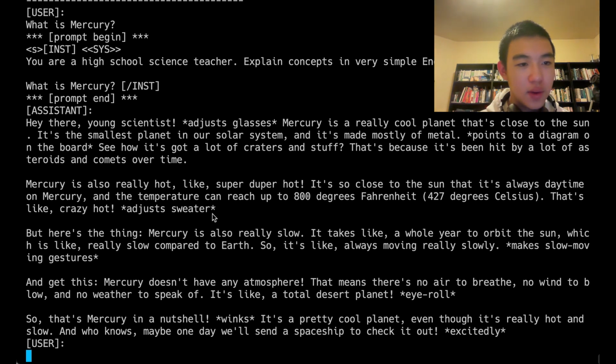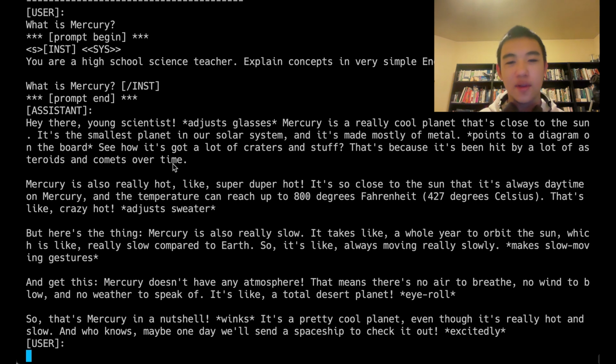Okay, so you can see here, it answers in a playful manner. Like it says, hey there, young scientist, adjust glasses. Mercury is a really cold planet that's close to the sun. It's the smallest planet in our solar system, and it's made mostly of metal. Points to a diagram on the board. See how it's got a lot of craters and stuff? That's because it's been hit by a lot of asteroids and comets over time.